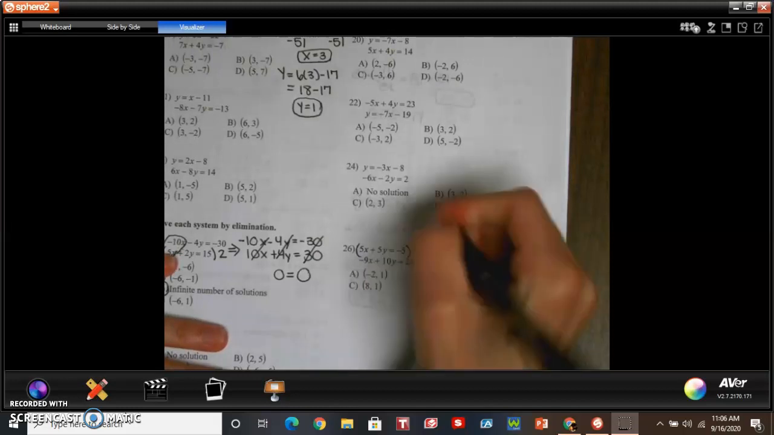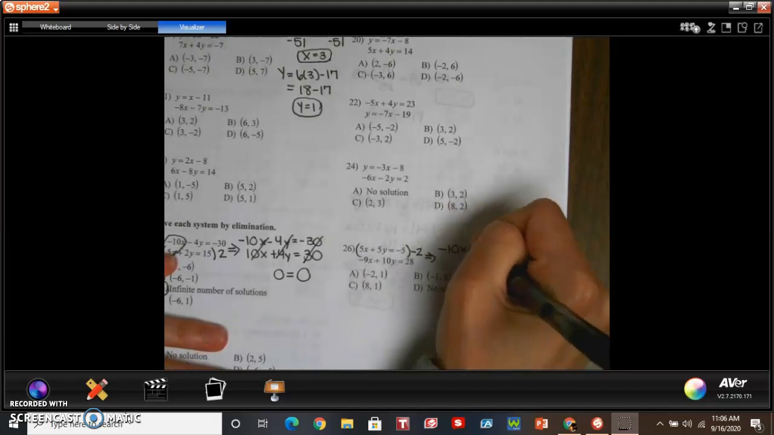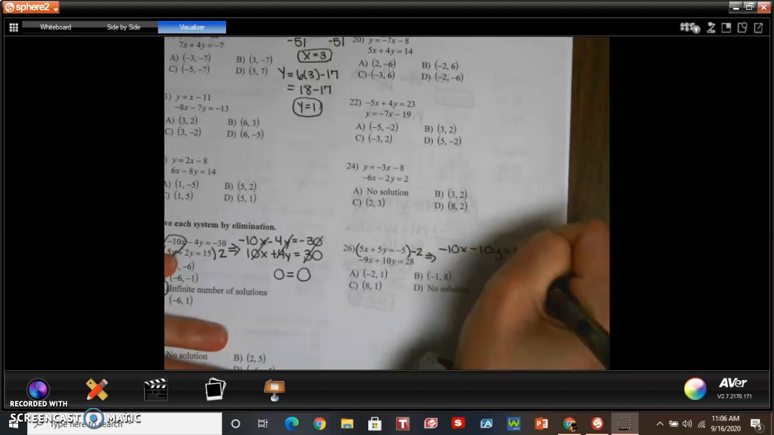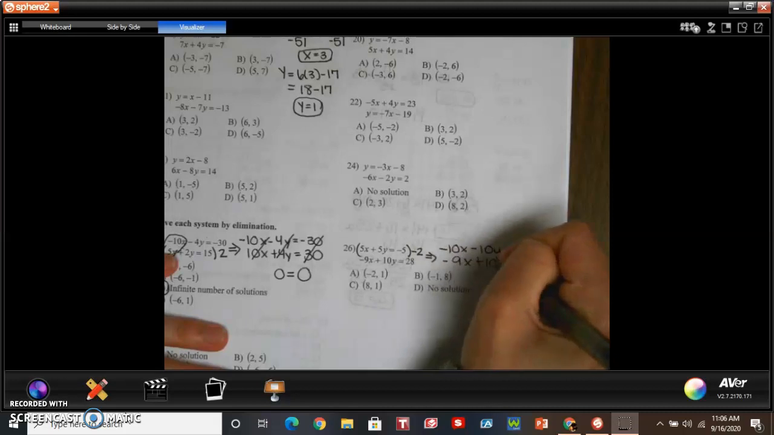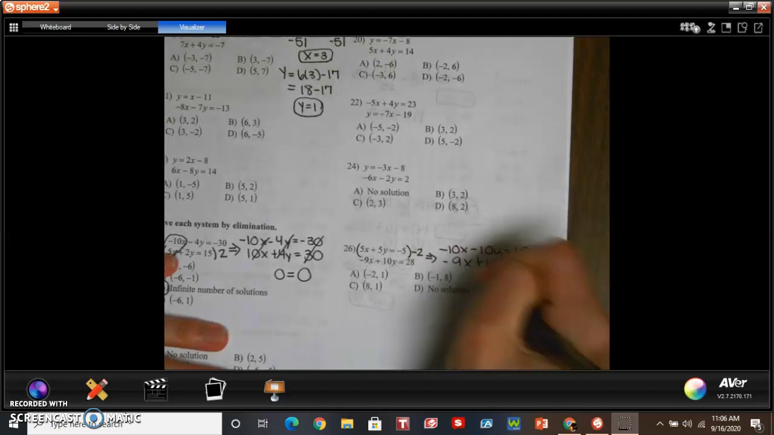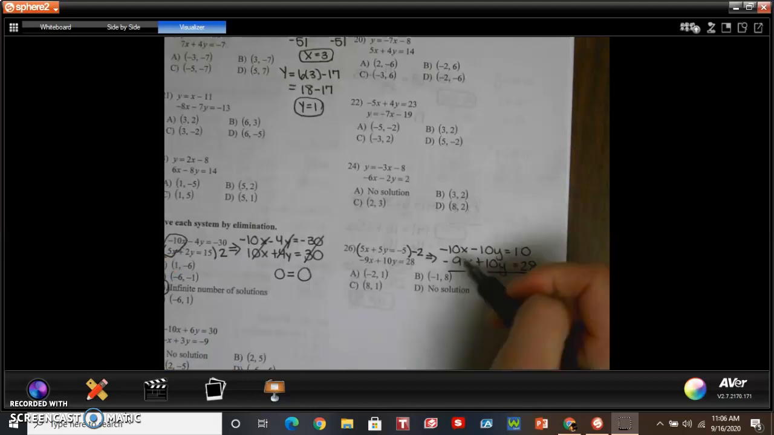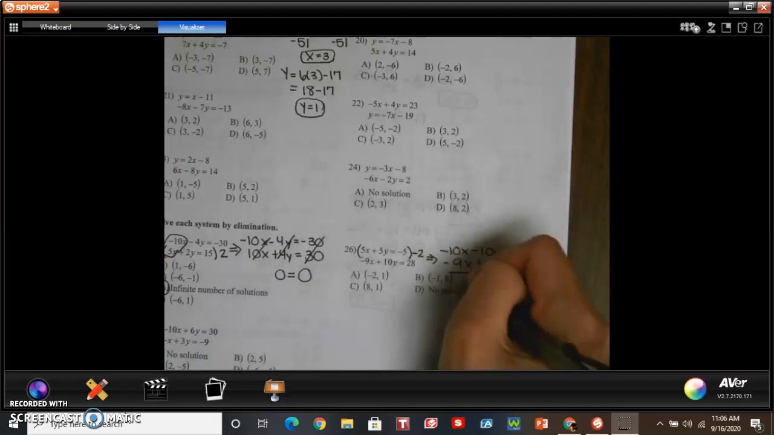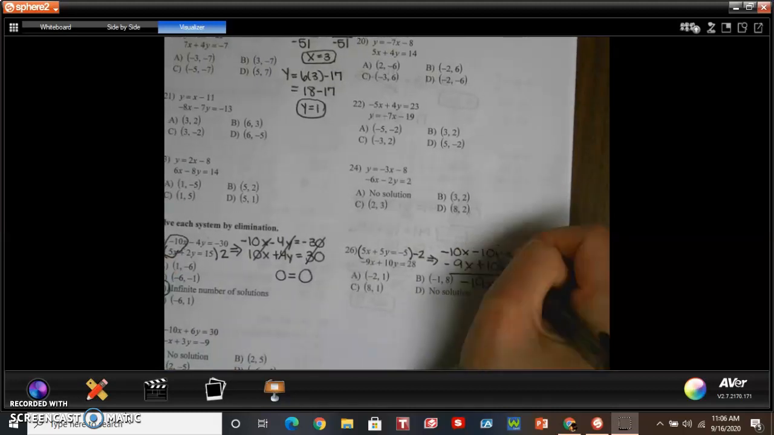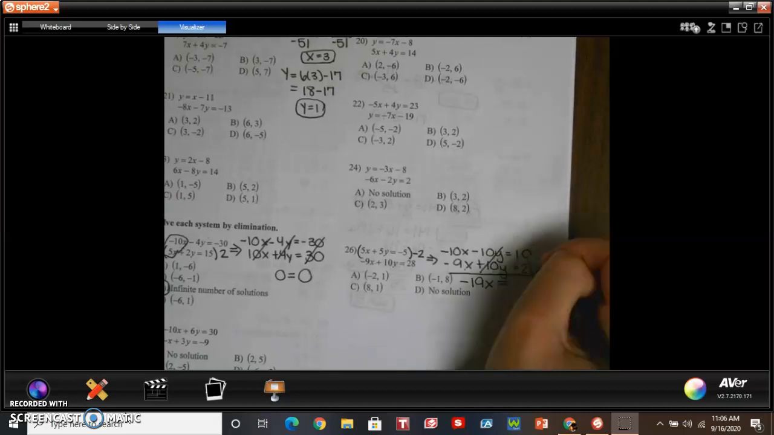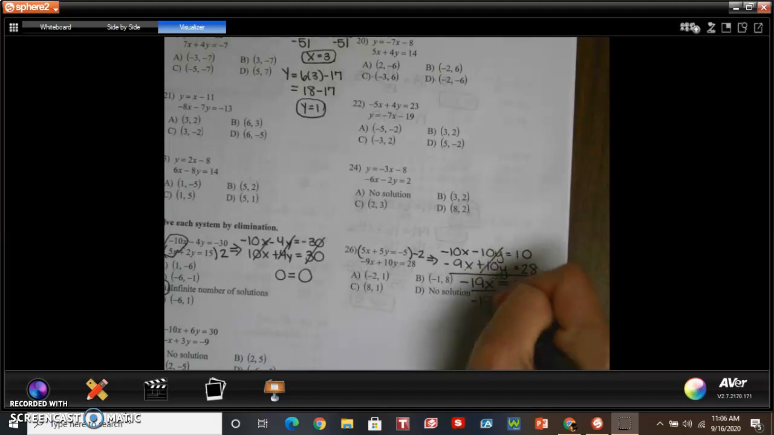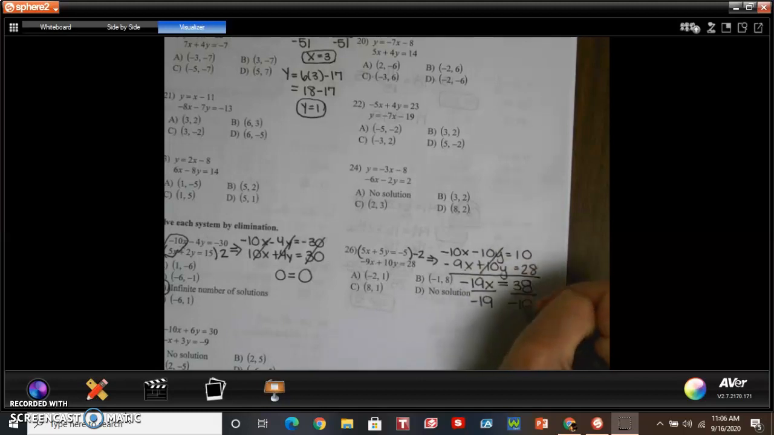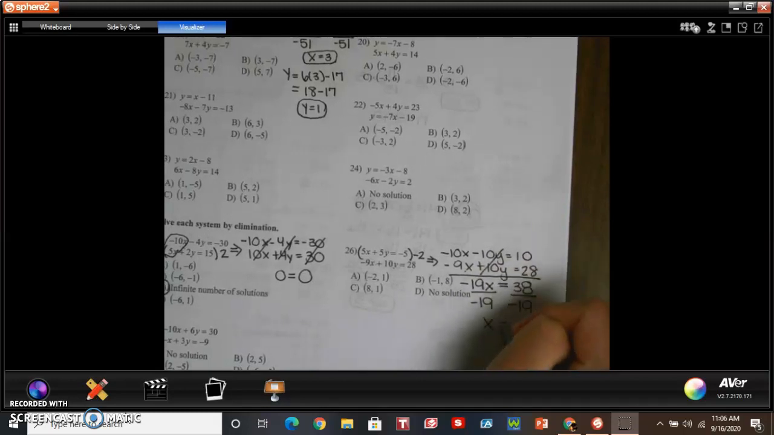So now we have negative 10x minus 10y equals positive 10. And our bottom equation stays the same. All right, so let's eliminate. So negative 10x minus 9x gives us negative 19x. This gets eliminated, equals 38. Okay, let's go ahead and solve for x. We already know if it's right next to the variable, we divide. So we get x equals negative 2.